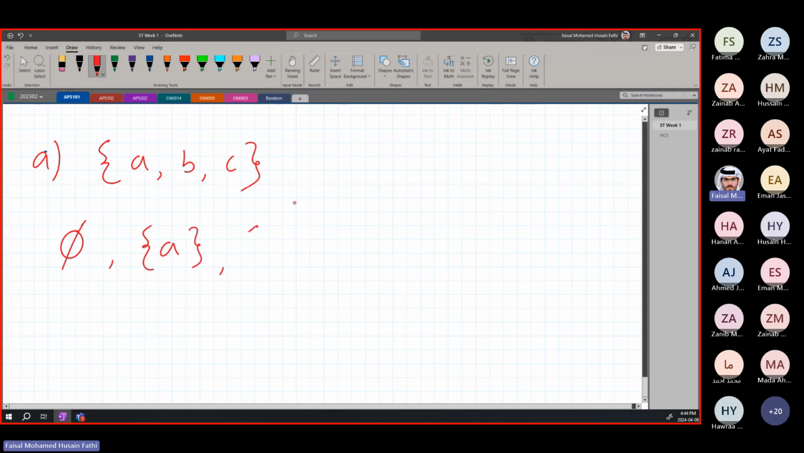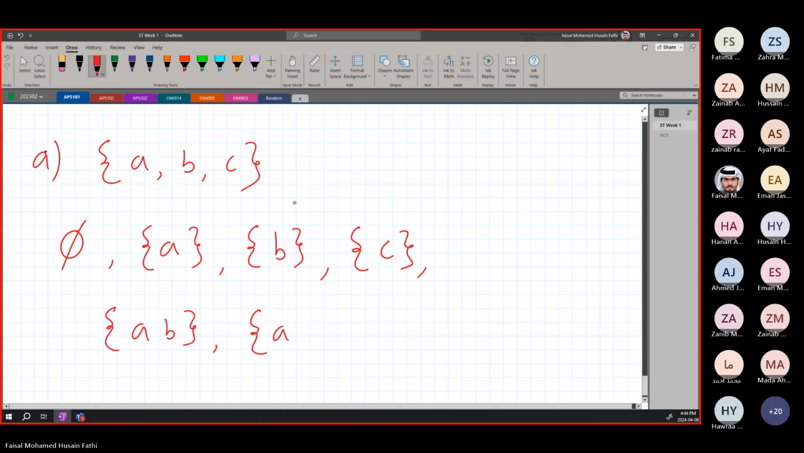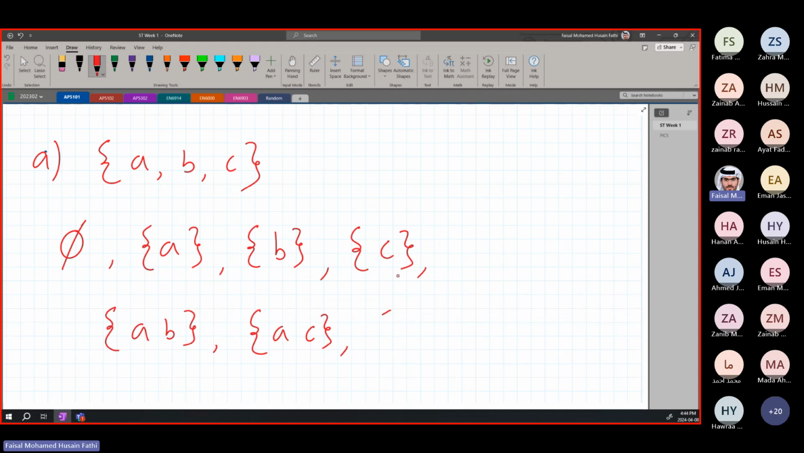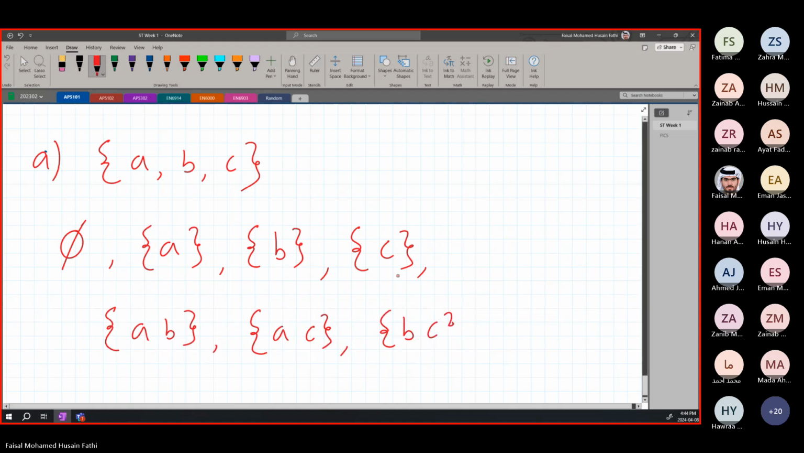Then we have B by itself, then C by itself. These are all subsets of A, B, and C. And then we're going to have A, B, and we're going to have A, C, and then we're going to have B, C. These three are also all subsets.